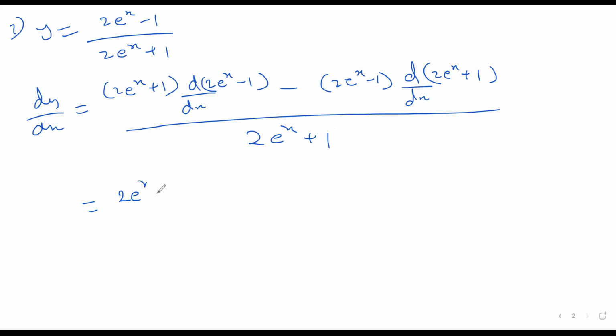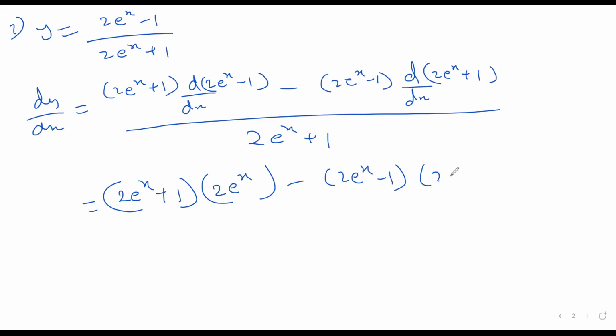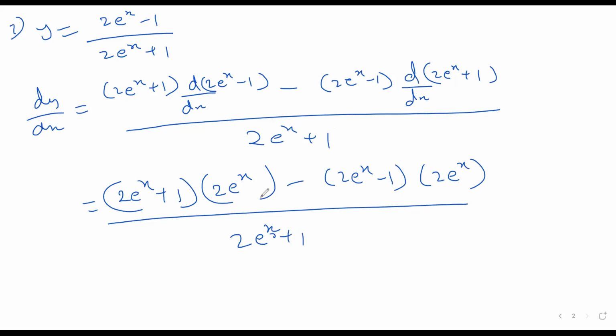This is 2 e raised to x plus 1. This is 2 e raised to x. Minus 1 का derivative 0. Minus 2 e raised to x minus 1. This is 2 e raised to x. Plus 1 का derivative 0. 2 e raised to x plus 1 whole bracket square.